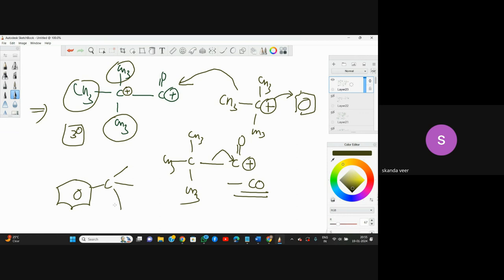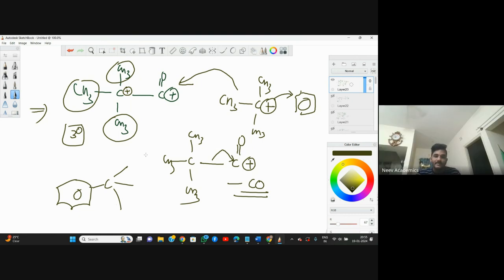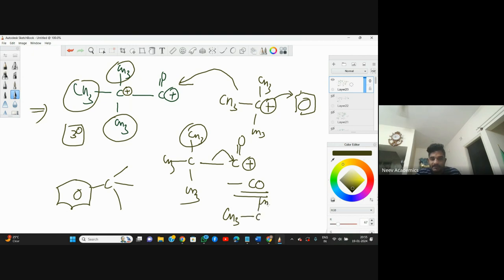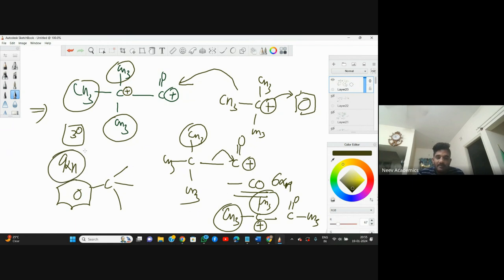Why are we removing CO? Can't we do a methyl shift and then put the carbocation on the tertiary? Which methyl shift? Suppose we take that methyl and shift it towards the carbocation, like this way, then C double bond O CH3, you are saying, right? Yes, this is a tertiary carbocation. Check the alpha hydrogens: 3, 3, 6. Yes, six alpha hydrogens, right? We are getting 9 alpha hydrogens here. Then why go for that? Yeah, more stable, for sure. So we don't need to go for a methyl shift.